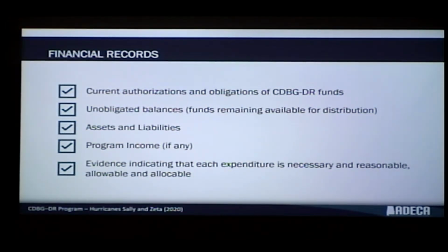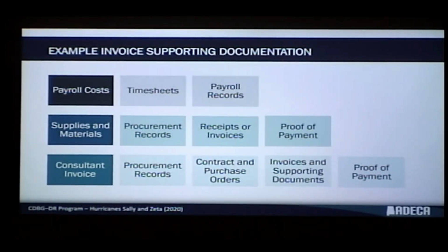And then your financial records: current authorizations and obligations of DR funds, unobligated balances, funds remaining available for distribution, assets and liabilities, program income, if any. Evidence indicating that each expenditure is necessary and reasonable, allowable, and I can't say that word. It's always been a tongue twister for me.